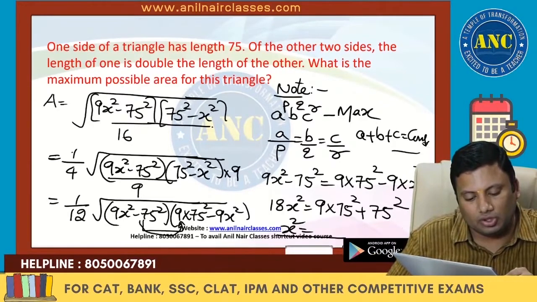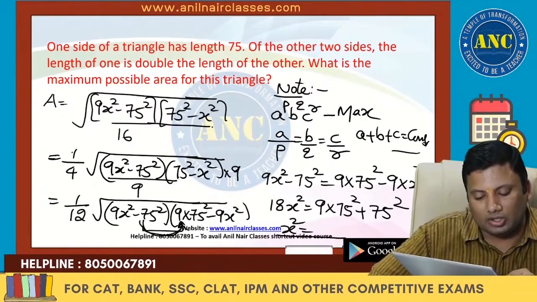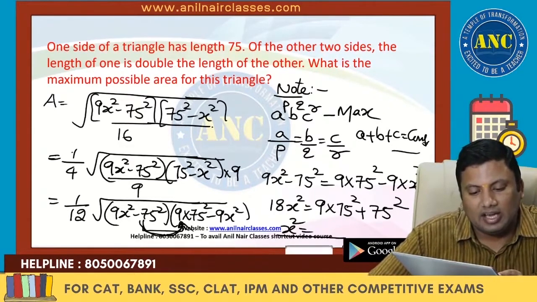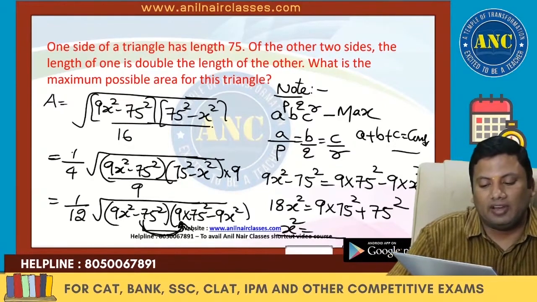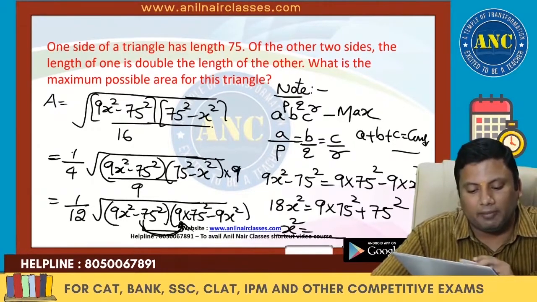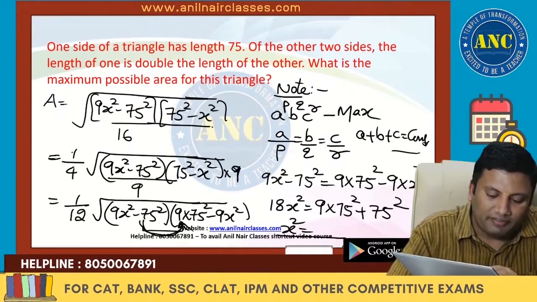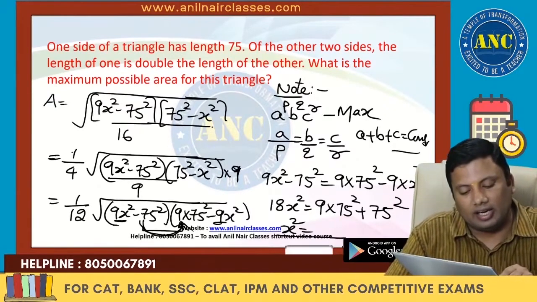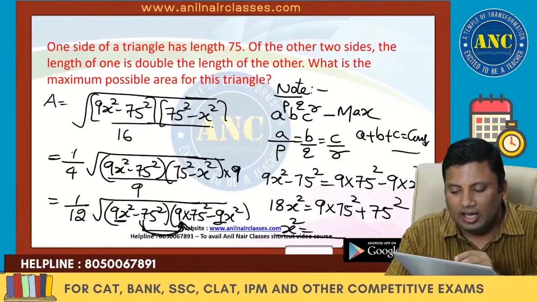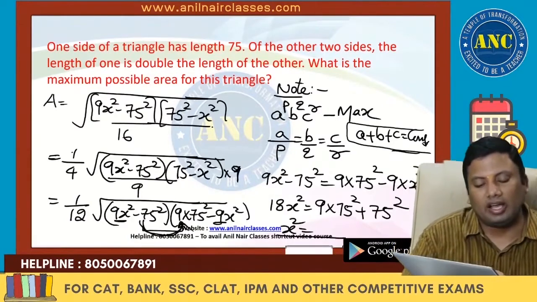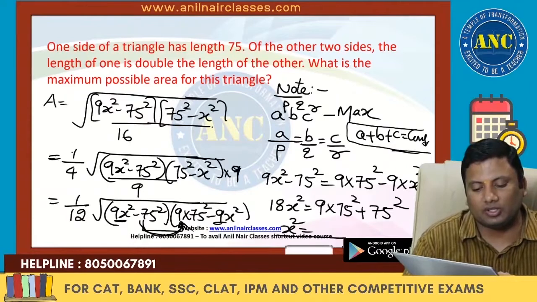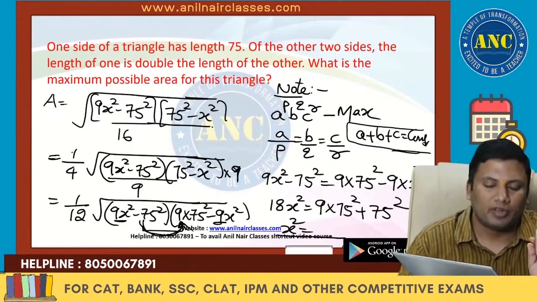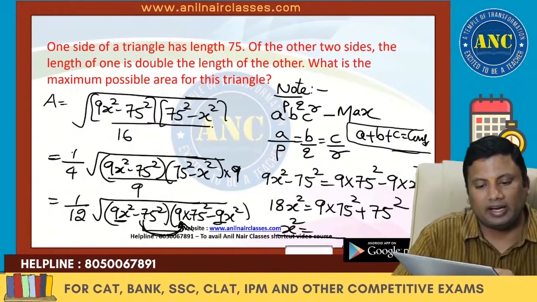For the product to be maximum, the sum of the variables should be constant. If I take it like this, 9x square minus x square, I am getting a variable. So I multiplied and divided by 9. 9 into 75 square minus 9x square plus 9x square minus 9x square cancels out. This will be the same. A plus B plus C is constant: 9x square minus 75 square plus 9 into 75 square minus 9x square. I hope the idea is clear. Why I multiplied and divided.